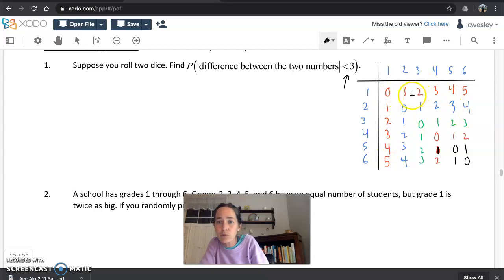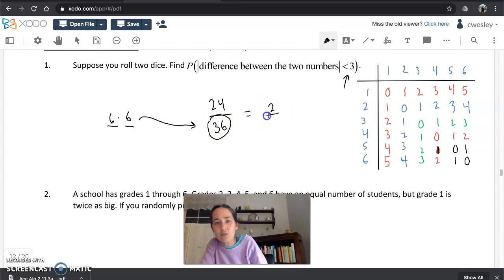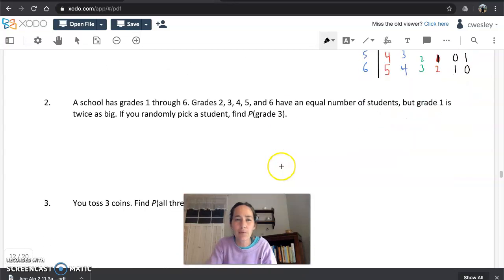So less than 3 would be 1, 2, 3, 4, 5, 6, 7, 8, 9, 10, 11, 12, 13, 14, 15, 16, 17, 18, 19, 20, 21, 22, 23, should be 24 outcomes out of those 36 total. You still, by counting principles, have 6 options for the first die, 6 options for the second die, giving you 36 total outcomes. And you can reduce that to say the probability is going to be 2/3. So just another way to think about a 2 dice problem.